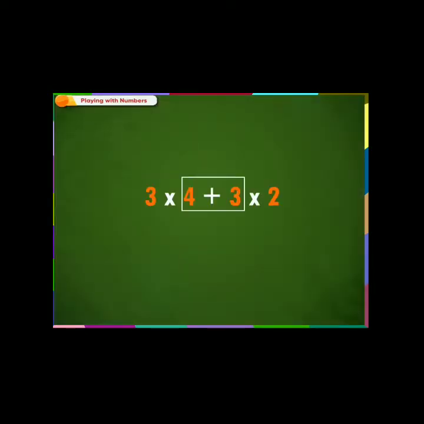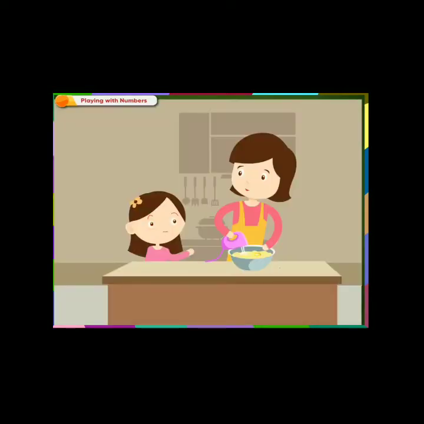She does the addition of 4 and 3 first. She got 3 multiplied by 7 multiplied by 2, which is equal to 42. She says, "Am I right, Mom?" "I am afraid, Shreya, you are wrong. Let me tell you how we will simplify such a numerical expression which consists of more than one operation.